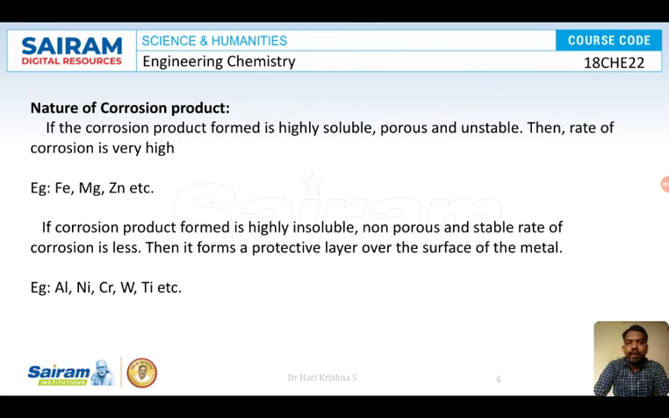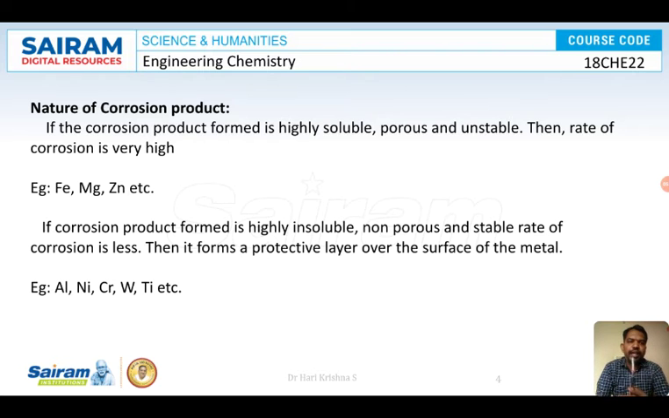How does it impact? Let us see. If the corrosion product is highly soluble, porous and unstable, then the rate of corrosion is very high. The corrosion product is highly soluble, so when it is dipped in an aqueous solution, as soon as it is formed it will dissolve in the solution. It is also porous. This is the metal and this is the corrosion product, and it is porous. In these holes you can see the metal. Through these holes, the metal is in continuous contact with the surrounding corrosive media, and the metal undergoes corrosion. And it is highly unstable.